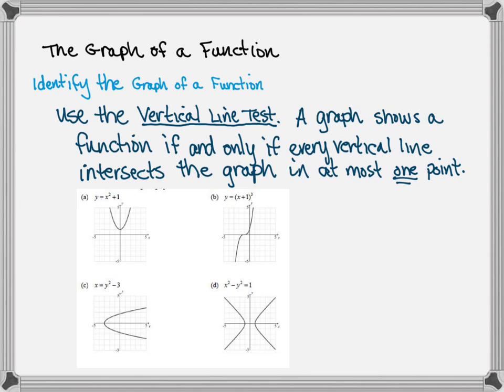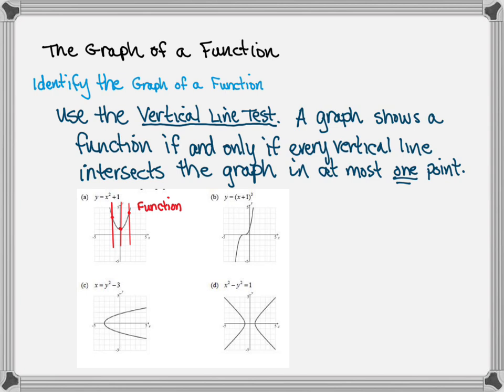I have y equals x squared plus 1. So I can draw a vertical line here, and it intersects at one point. We're going to pretend that all of my lines are vertical. I know that they're not all going to look perfectly vertical. I draw another vertical line here, and it intersects in one point. I have another vertical line here, and it intersects in one point. No matter where I draw a vertical line on this graph, it's only going to intersect this graph at one point. So this graph is a function.